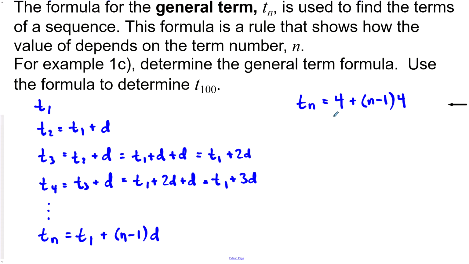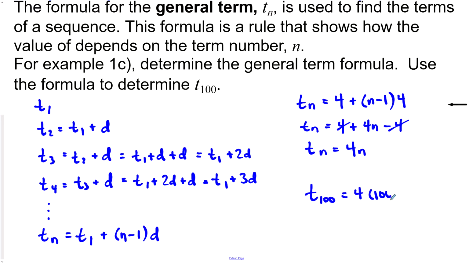Now we can rewrite this and simplify, maybe multiply in the 4 here, and it's okay to leave it like this though if you prefer. You could multiply it in, so we get 4n and then minus 4, and 4 minus 4 is just 0. So actually this one simplifies to 4n. Now we'll do our T100 here. So T100 is equal to 4 times 100, and in this case our 100th term is 400.